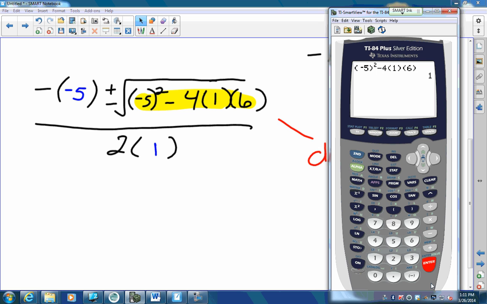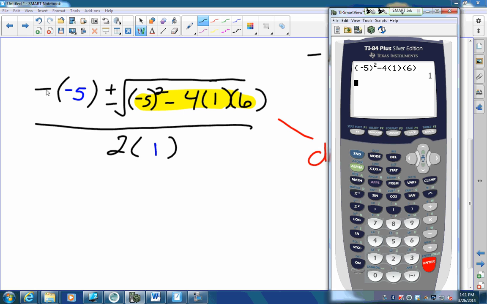Did everybody get 1? If you didn't, look and see what happened. Did you accidentally put a negative sign instead of a minus sign or something? We put in y1. Be careful. All right, so now that whole thing underlined right here is just a 1.